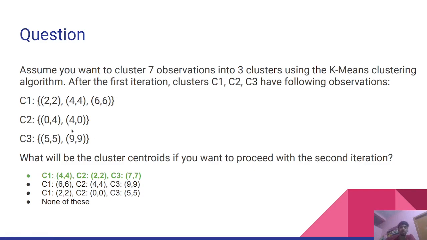For the second cluster, 0, 4, 4, 0. So 0 plus 4 divided by 2 is 2, and 4 plus 0 divided by 2 is 2, because there are 2 points here. So here the centroid is 2, 2. Same here also, there is 1 point and 1 point, so 2 points are there. 5 plus 9 equals 14, 14 divided by 2 is 7. So 7, 7.